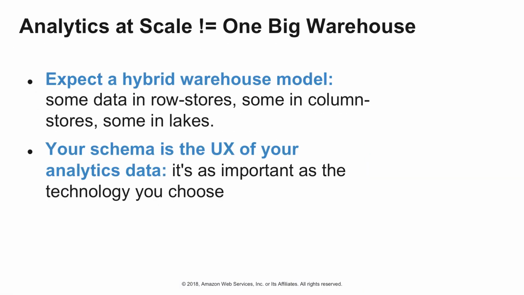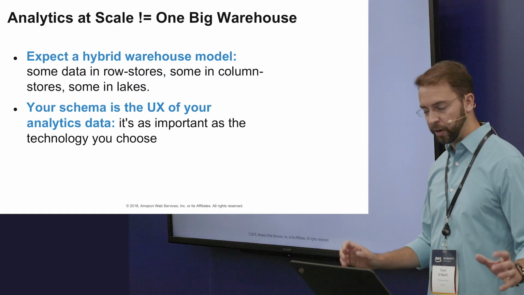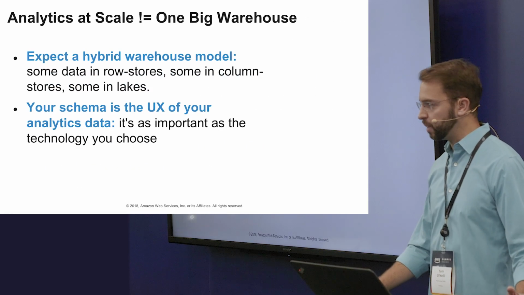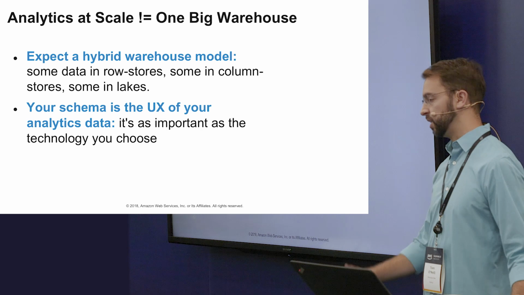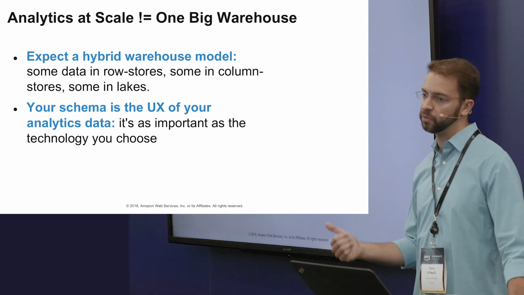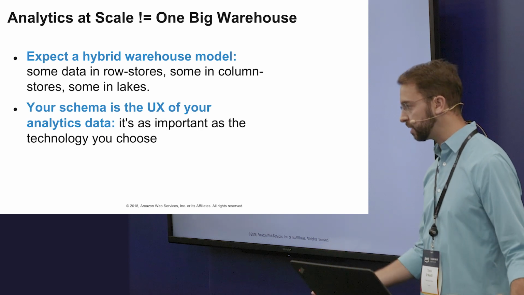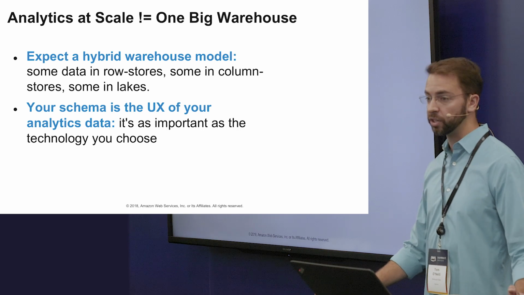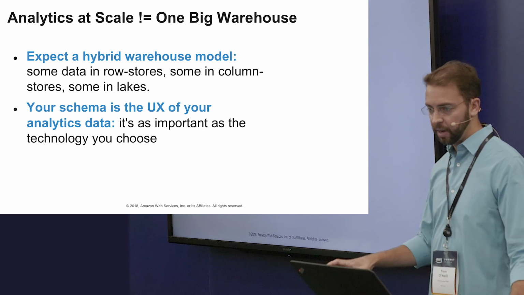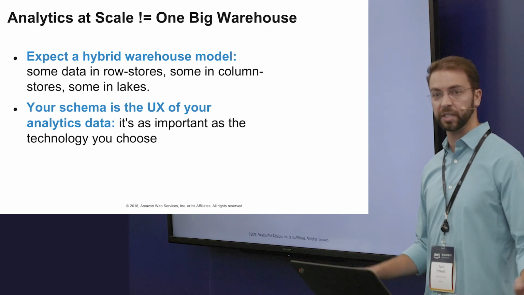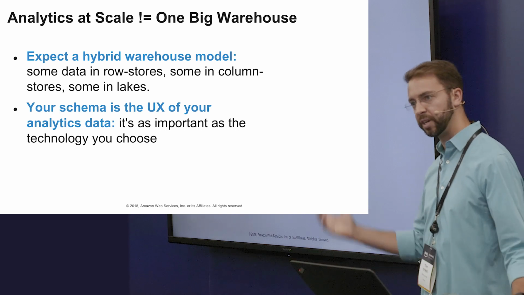So looking back at the two things we talked about so far, you're going to want a hybrid warehouse model. You need column stores for most things, row stores for certain kinds of serving, lakes for volumes at scale, especially if it's unstructured and messy data. And then the schema is the UX of your analytics product. The back end is technology, the front end is the schema.